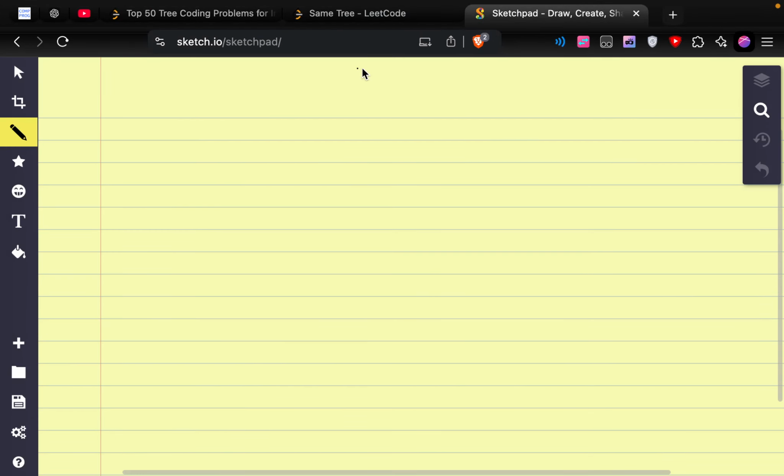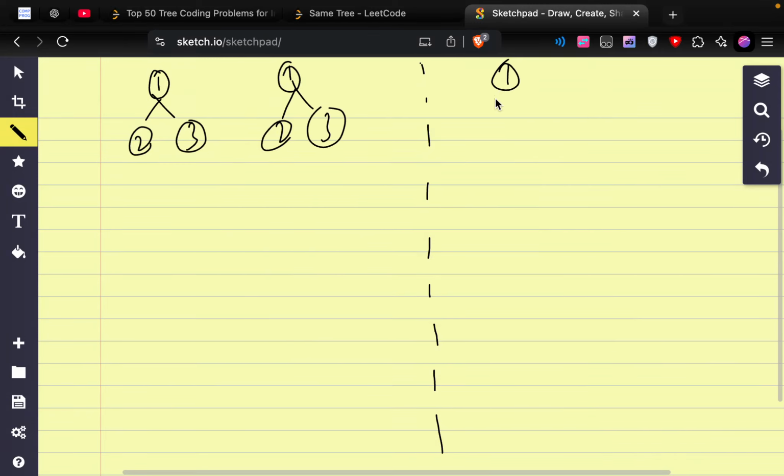So we have the same tree case where the trees are indeed identical. So we have a one, two, three case, and we have one, one, two, one, two, one case, right? This is two, this is one. So how do we solve this?